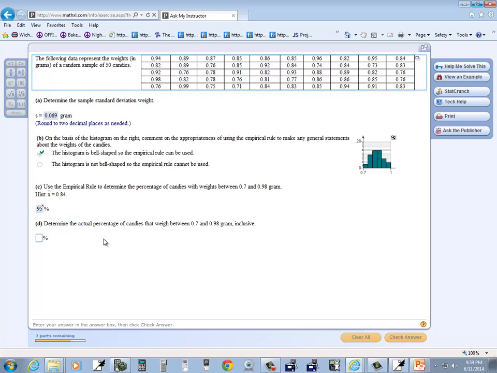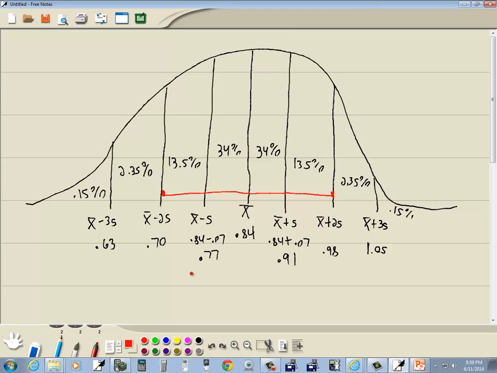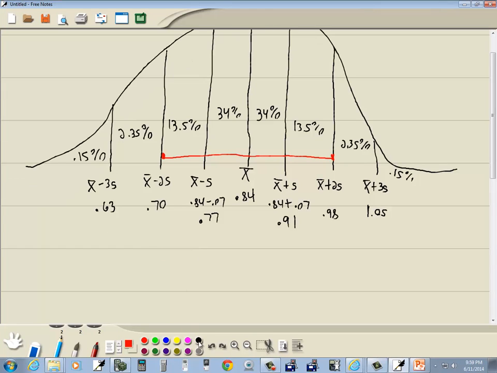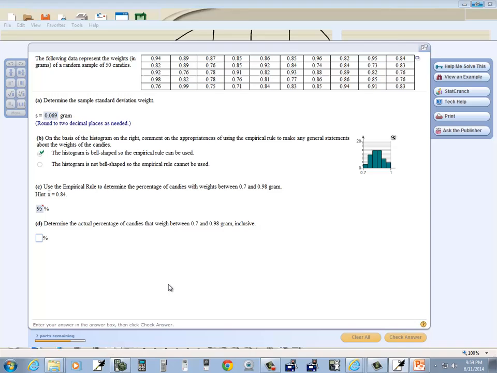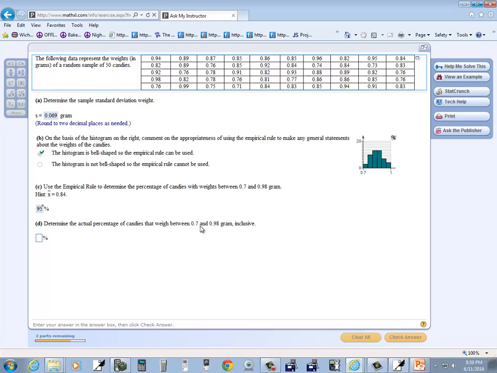Now D says, determine the actual percentage of candies that weigh between 0.7 and 0.98 inclusive. This is the empirical rule that tells you in theory. Determining the actual percentage is a little bit tedious. I may not finish it, but I'll at least start it for you. We have a total of 50 candies, so you put 50 down here, and you count all the ones that are between 0.7 and 0.98.